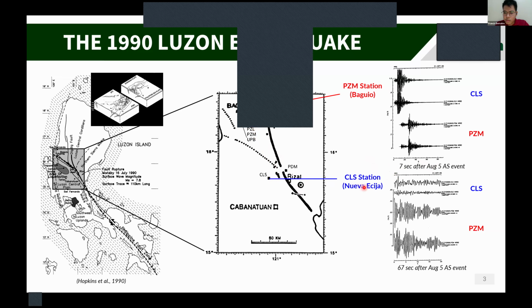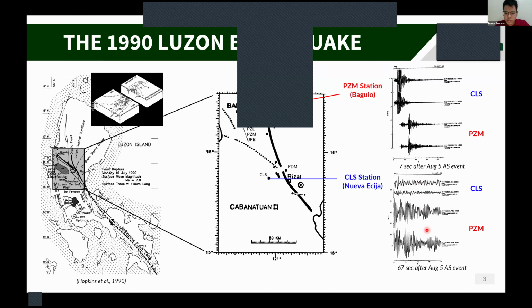As you can see here from the analysis of the coda waves, although Baguio City experienced relatively less intense shaking compared to the CLS, 67 seconds after that aftershock event, there's evidence of relative amplification at Baguio City, suggesting that there's ridge amplification, or in geotechnical engineering terminology called the topographic effect. So there's evidence of that.